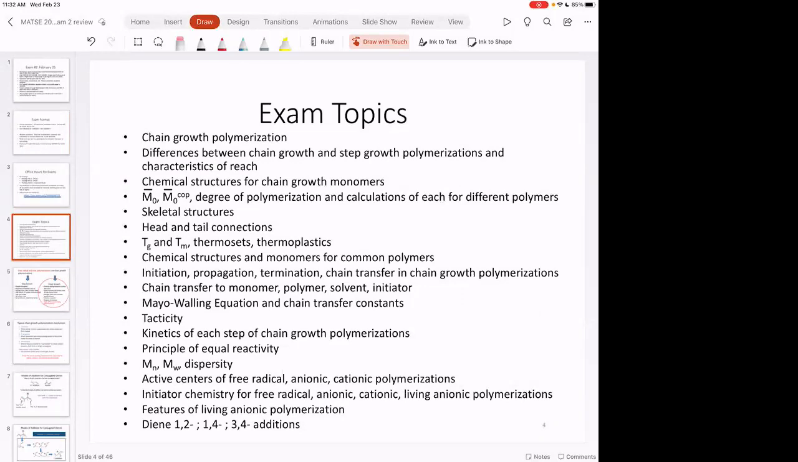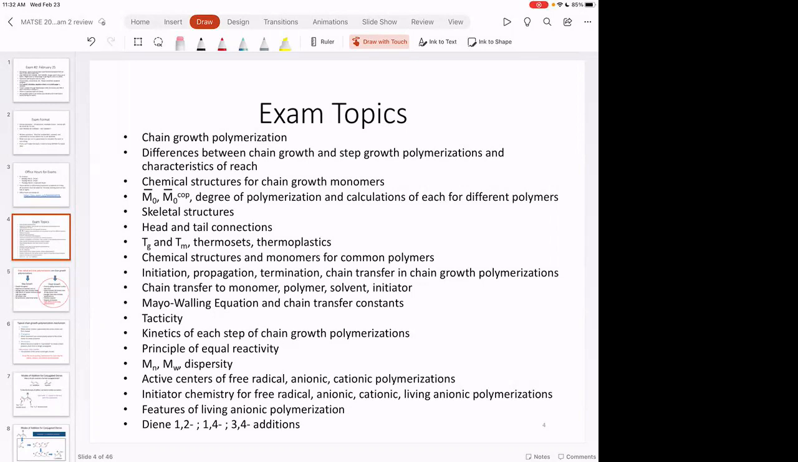So this exam is really going to focus on chain growth. And so you need to know those free radical mechanisms: initiation, propagation, termination, chain transfer. You want to know the same thing for cationic. You want to know the same thing for anionic. You want to know the details of why cationic terminates differently than free radical. You want to know about living anionic polymerization and how that works. And so make sure you really focus on chain growth.